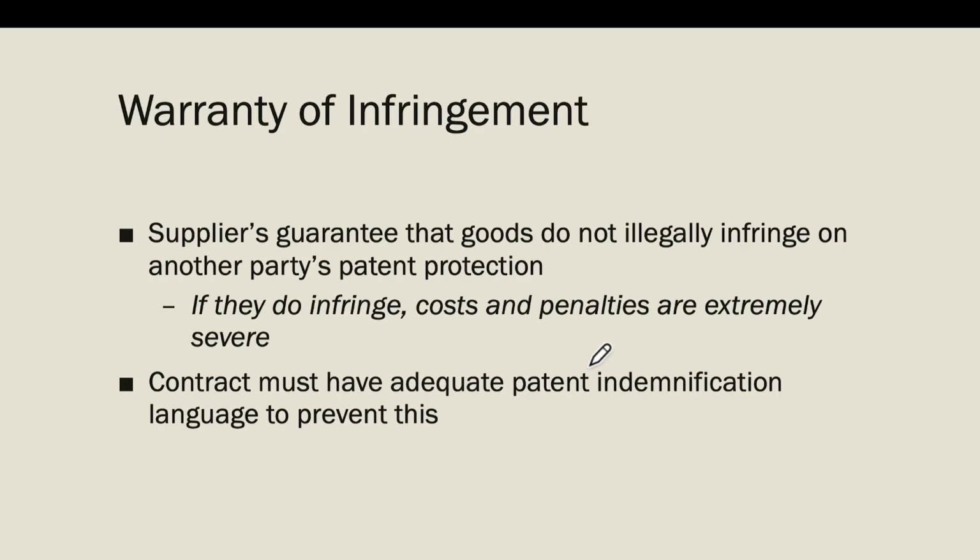Then warranty of infringement, which means if at any stage it is found that the raw material or some components that you have received from the supplier have some issue, in that case, again, the basic principle is that the supplier would be held responsible and the buyer would remain harmless. Suppliers guarantee that goods do not illegally infringe on another party's patent protection. If they do infringe, costs and penalties are extremely severe. Contract must have adequate patent indemnification language to prevent this.